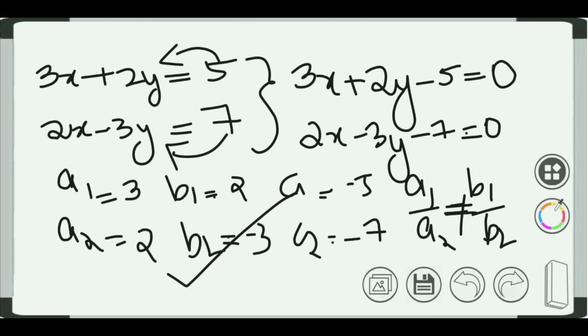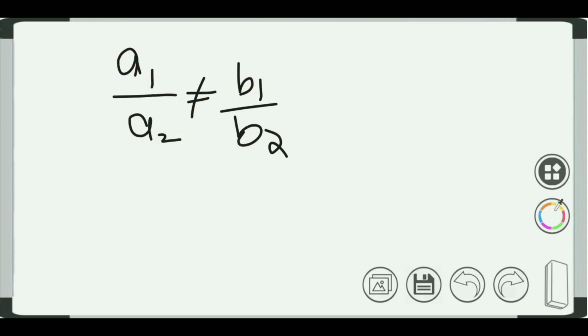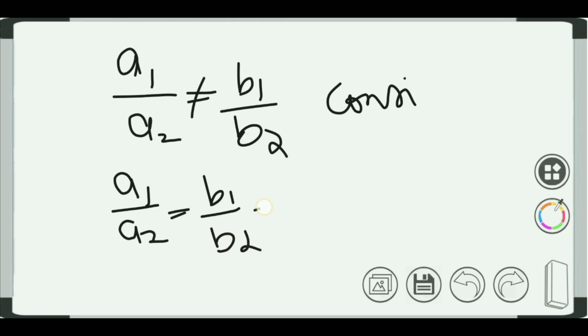Fourth one also the same way. Which of the following pairs of linear equations are consistent or inconsistent? If consistent, obtain the solution graphically. First of all, you need to find whether it is consistent or not. Consistent means what? It will come under two conditions. Either it will be a1 by a2 not equal to b1 by b2 condition. This is also consistent, right? Second one, a1 by a2 equal to b1 by b2 equal to c1 by c2.